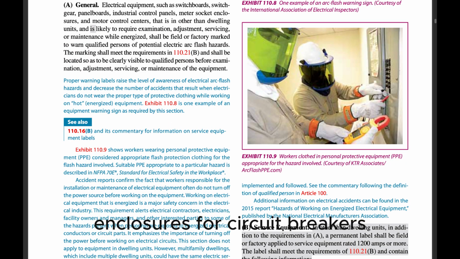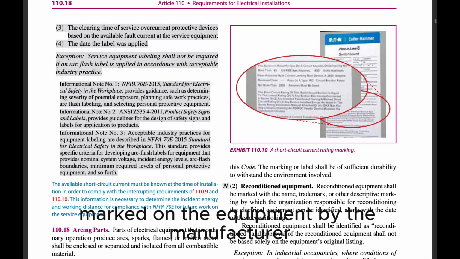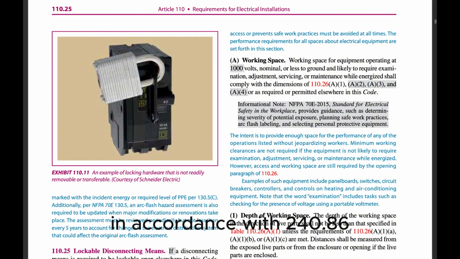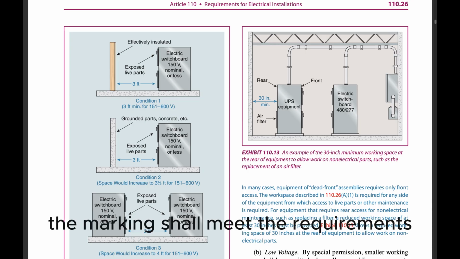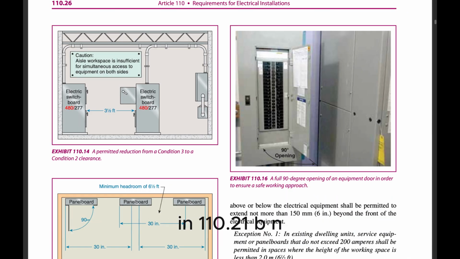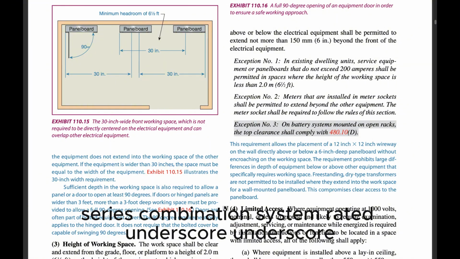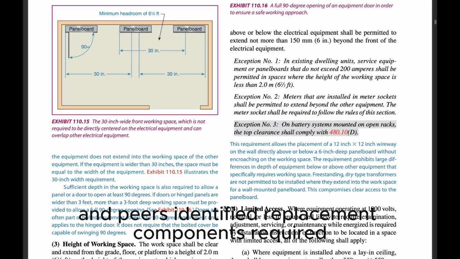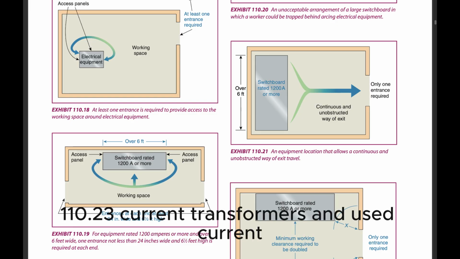C. Tested series combination systems. Equipment enclosures for circuit breakers or fuses applied in compliance with the series combination ratings marked on the equipment by the manufacturer in accordance with 240.86(B) shall be legibly marked in the field to indicate the equipment has been applied with a series combination rating. The marking shall meet the requirements in 110.21(B) and shall be readily visible and state the following: Caution, series combination system rated ___ amperes. Identified replacement components required.